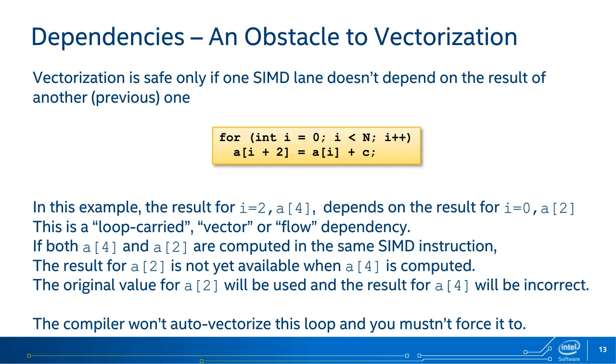And if we are going to compute both these values in the same SIMD instruction, then the result for the second element of the array is not yet available when the fourth element of array A is computed. So in this case, the original value for the second element will be used, and the result for the fourth element will be incorrect. In this case, the compiler is not going to auto-vectorize the loop, and you shouldn't force it even using explicit vectorization, because it's just incorrect.